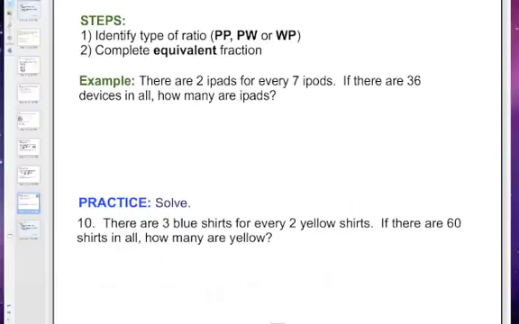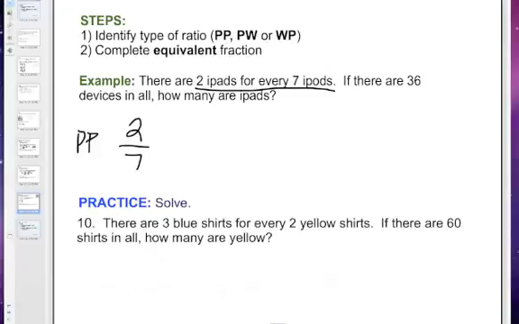The last one is probably the trickiest one, so let's work this one together. There are 2 iPads for every 7 iPods. If there are 36 devices in all, how many are iPads? So let's start with the ratio that they give us. 2 iPads for every 7 iPods. So if we think about a collection of devices, the 2 is 1 part of our collection, and the 7 is 1 part of our collection. So it's a part-to-part ratio.